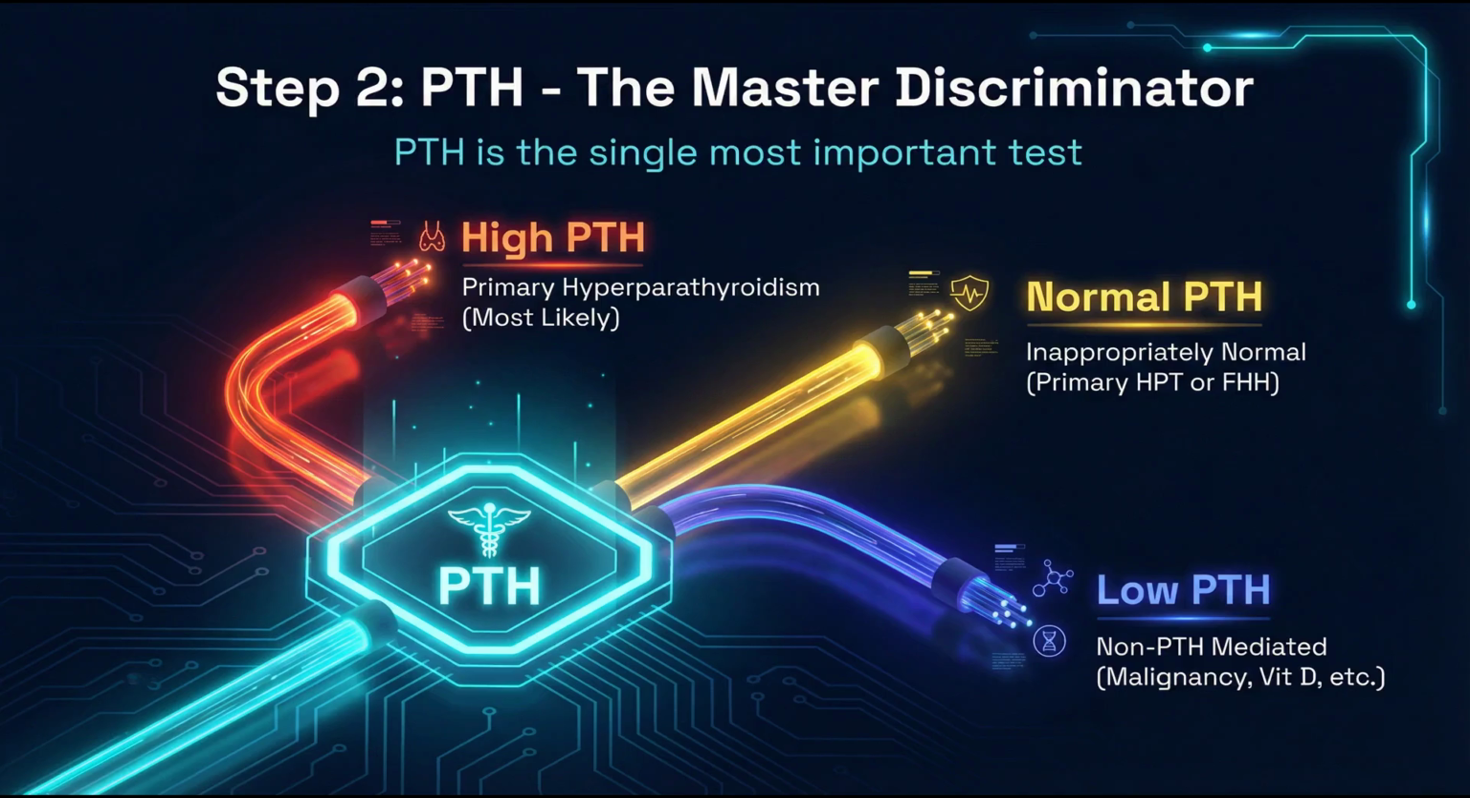Here's the key diagnostic pivot. Check the PTH level. This single test divides your differential into two clear pathways. If PTH is elevated or inappropriately normal in the face of hypercalcemia, you're dealing with PTH-mediated causes, primarily hyperparathyroidism. If PTH is appropriately suppressed, meaning low, you're looking at non-PTH-mediated causes like malignancy, vitamin D excess, or granulomatous disease.